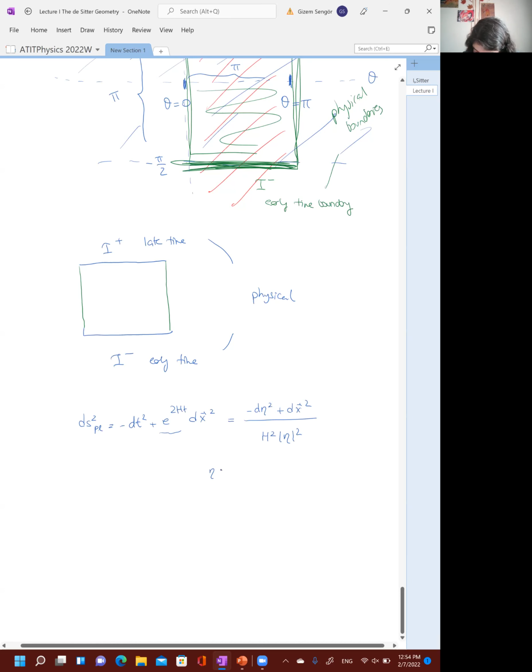So now this eta is the conformal time, and this ranges from -infinity to 0. So this late time slice, you reach this as t goes to +infinity, or this planar conformal time goes to 0, or that global time goes to +infinity.